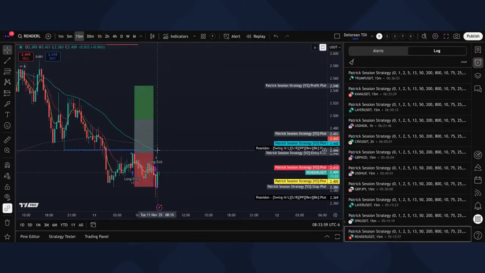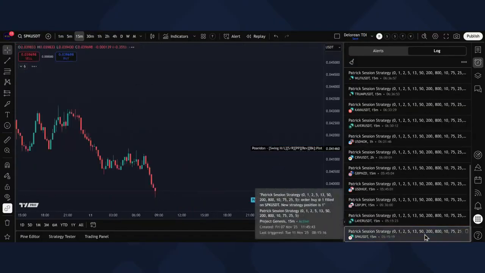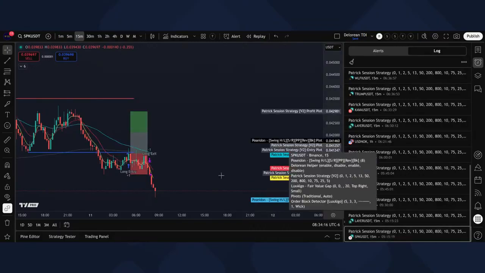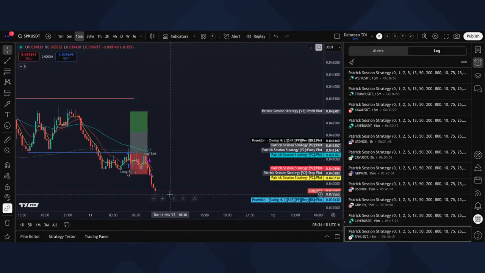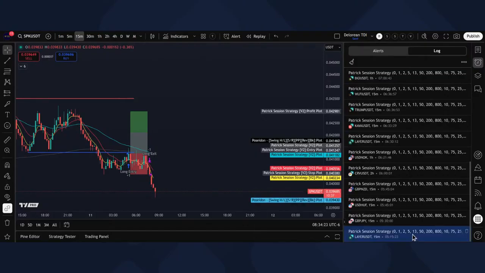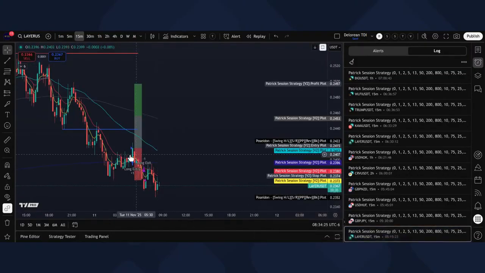We have an invalidated trade on Render versus Tether. Same deal since 1:30. Price has been moving sideways and it hit the original stop 15 minutes ago. Have an invalidated trade on SPK versus Tether. It hit the stop loss. Invalidated trade on Layer versus Tether. Hit the stop loss.